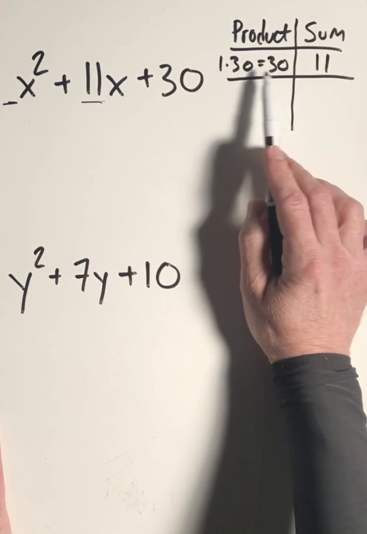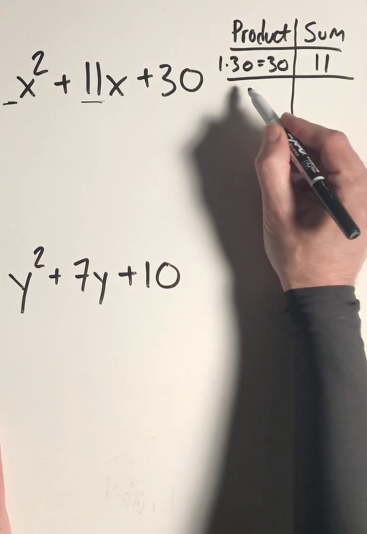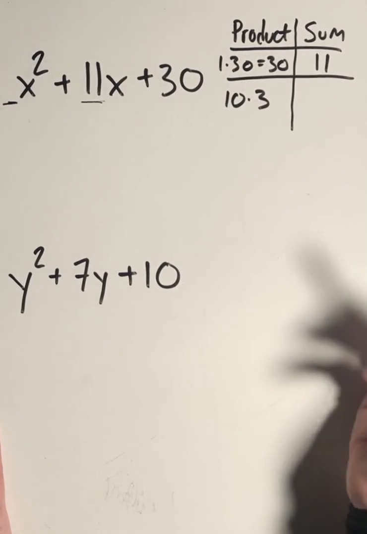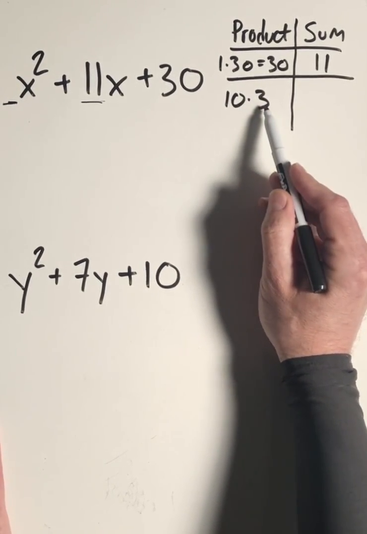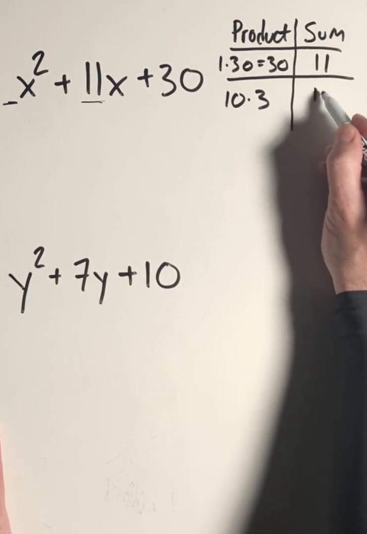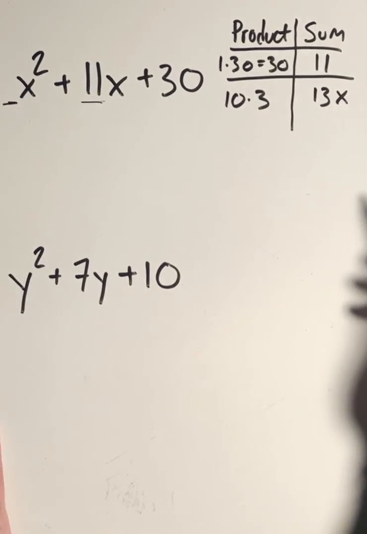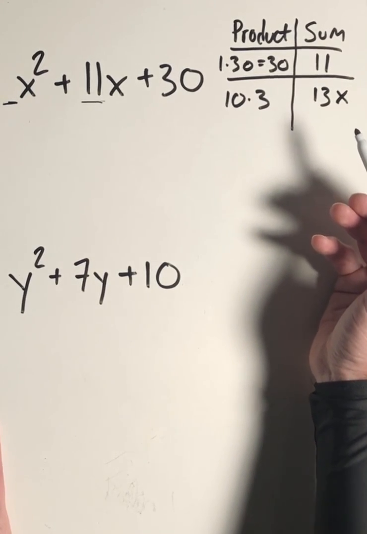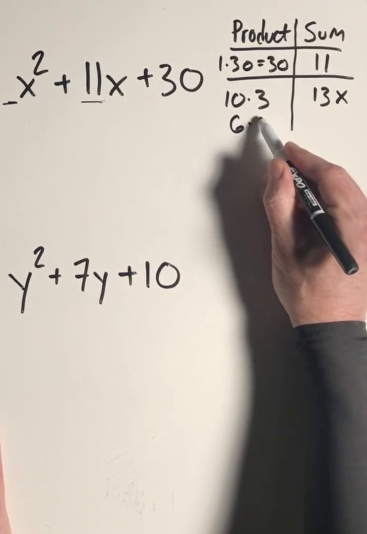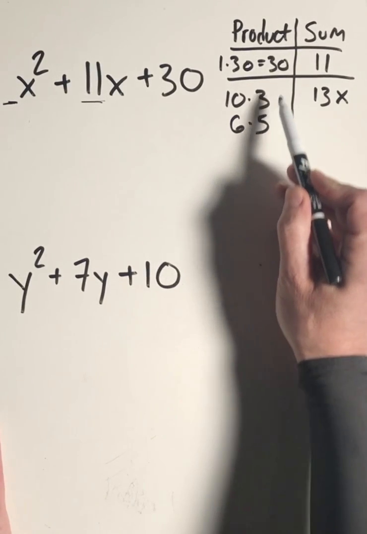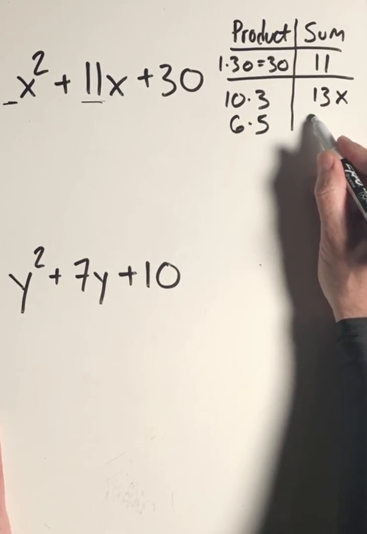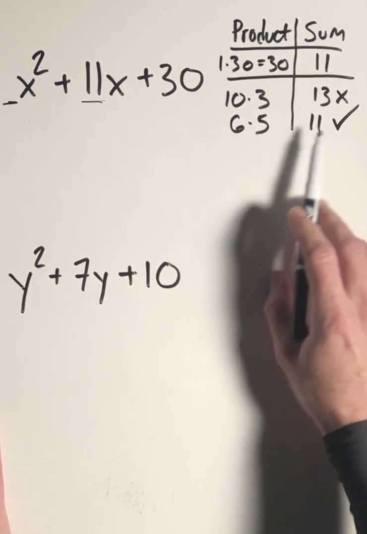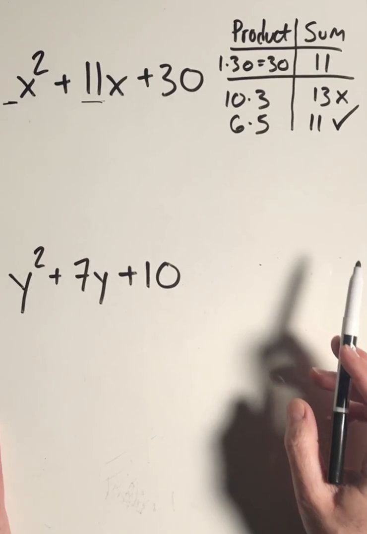First, we can just list the numbers that multiply to 30, and you might first think 10 times 3. But when you add 10 plus 3, you get a sum of 13, which is not 11, so I'm crossing that out. Next, we can look at 6 times 5. Well, 6 times 5 equals 30, and 6 plus 5 equals 11, so I know that 6 and 5 are the two numbers that both multiply to 30 and add to 11.